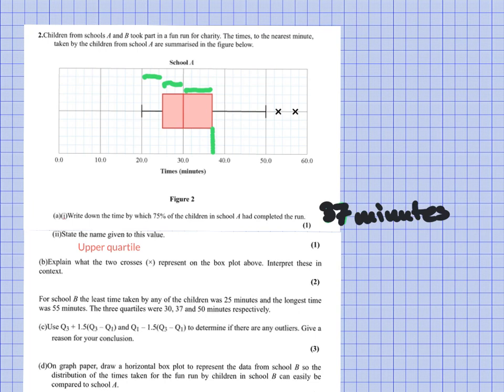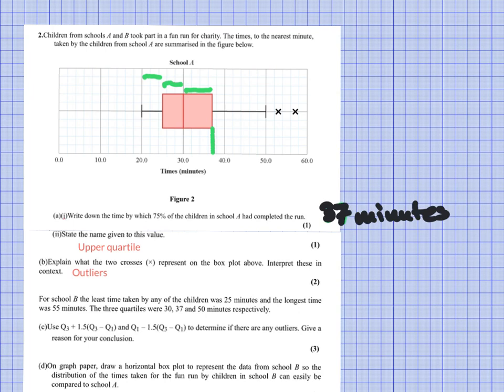Okay, explain what the two crosses represent in the box plot and interpret them in context. There's quite a bit to go through here. We are talking about outliers. Outliers, the word gets you 1 mark. The second mark comes from interpreting those values correctly. There are at least 3 possible correct answers.